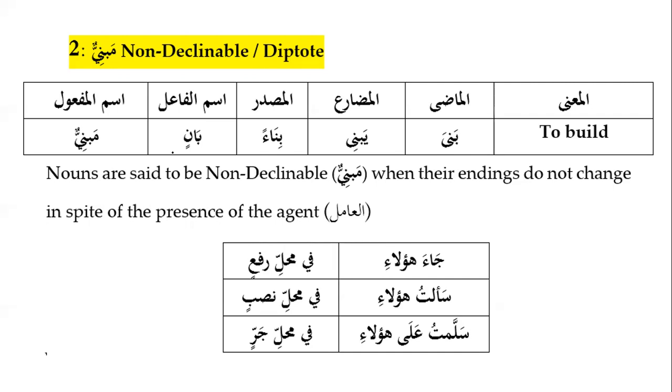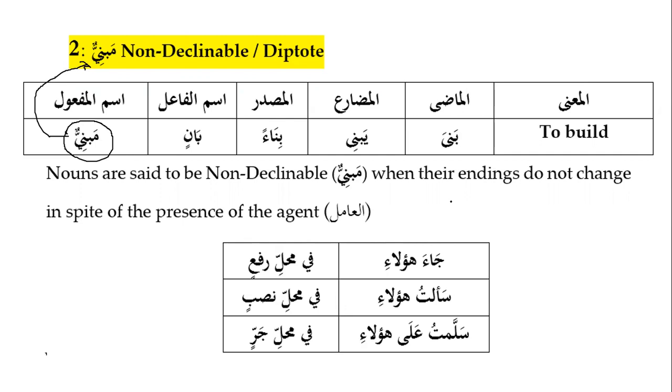Bina'an is the masdar, the building. And ismul fa'il will be banin. And ismul maf'ul will be mabniyun. So why is it called mabniyun? Because we know that a building is something that is fixed. Once it has been placed, we cannot simply remove it from one place to another. So that's why it is called mabniyun, because it is fixed.